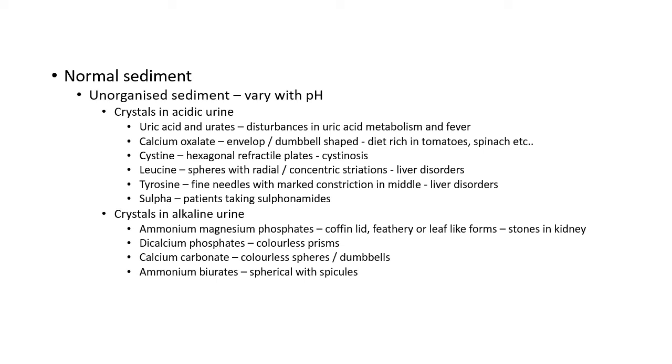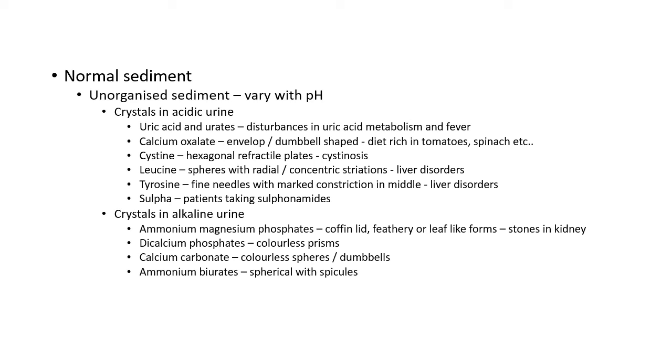Leucine crystals are slightly yellow, oily-looking spheres with radial and concentric striations, and they are found in liver disorders. Tyrosine crystals appear in the form of fine needles arranged in concentric sheaves with a marked constriction at the middle, and they are seen in patients again with liver disorders. And finally, sulfur crystals are seen in patients taking sulfonamides.